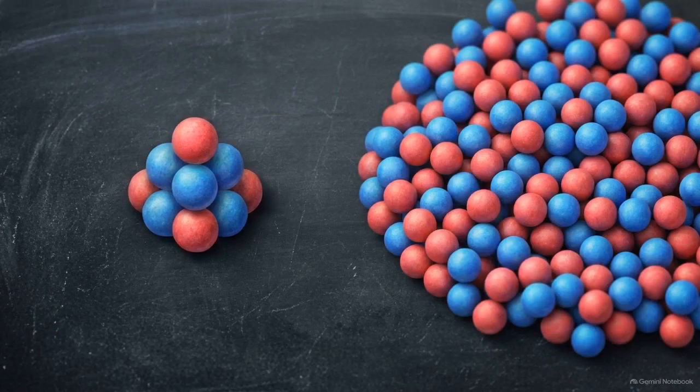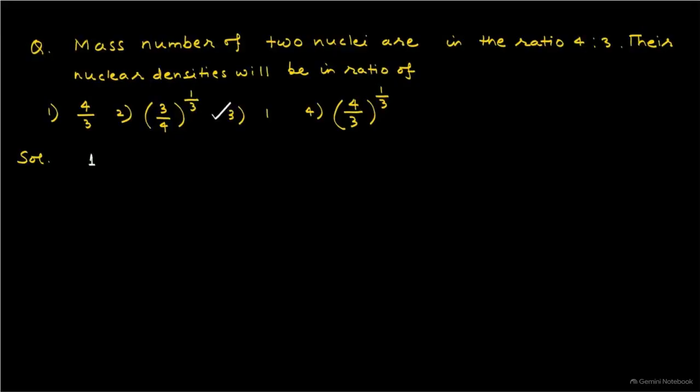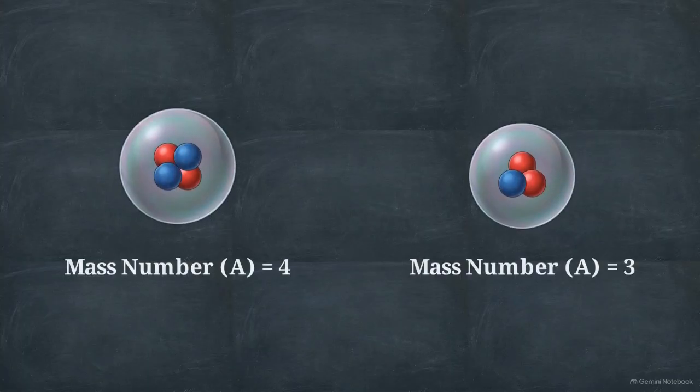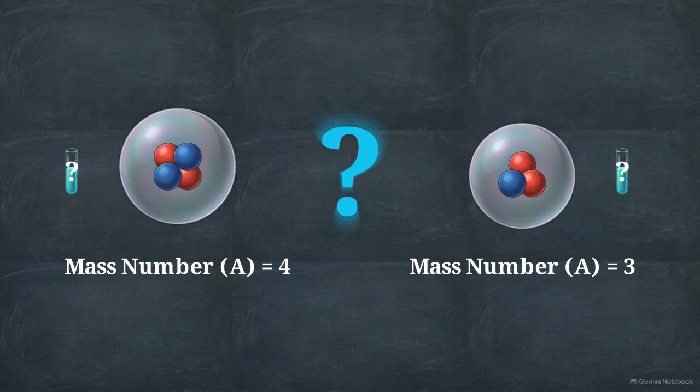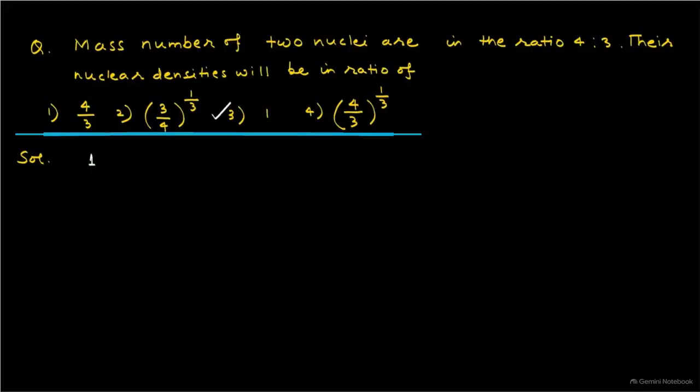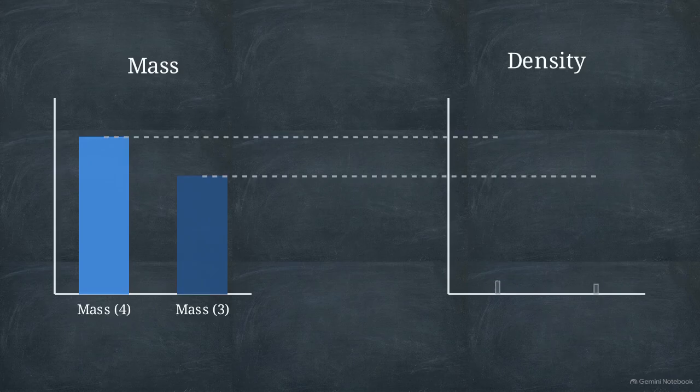We can apply this concept to resolve a common misconception in nuclear physics. Consider this problem. We have two nuclei with mass numbers in a ratio of 4:3. We need to determine the ratio of their densities based only on the fact that one is heavier than the other. The problem provides 4 possible mathematical ratios to choose from. Intuition might suggest that a nucleus with more mass would have a higher density, leading to a ratio like 4:3.